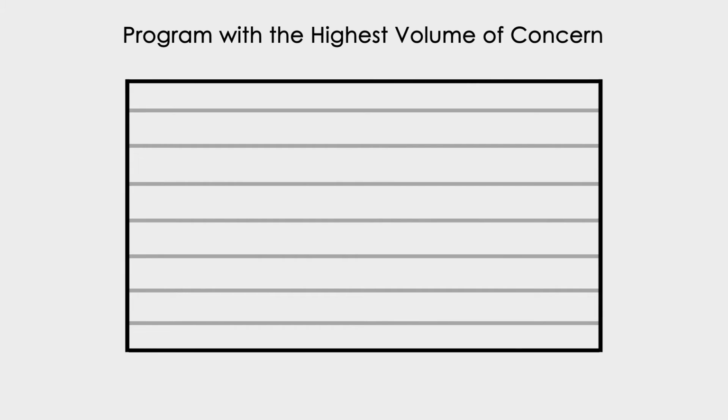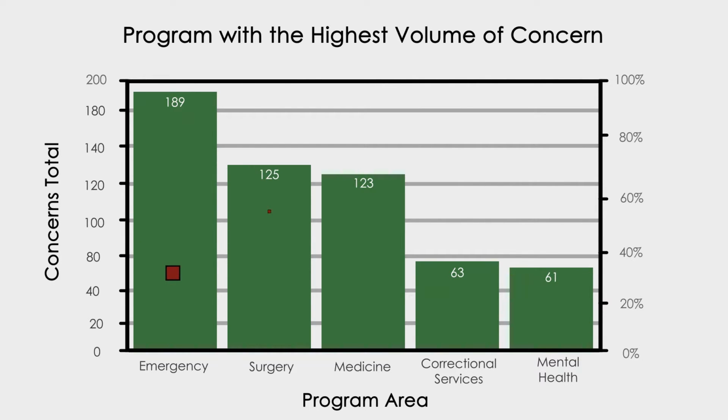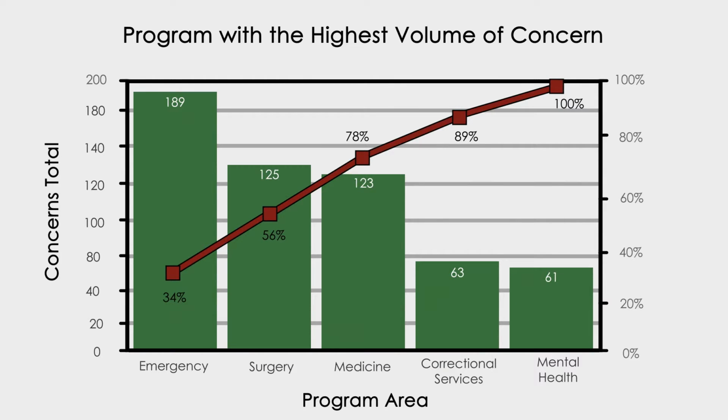Here is a Pareto chart you may encounter in your role. Think about the 80-20 rule. What can you conclude? Where might you want to start to make improvements? Did you say, together the emergency, surgery, and medicine program areas make up roughly 80% of the concerns volume? And since the highest number of concerns comes from the emergency program, this might be a first place to start to look to make improvements.